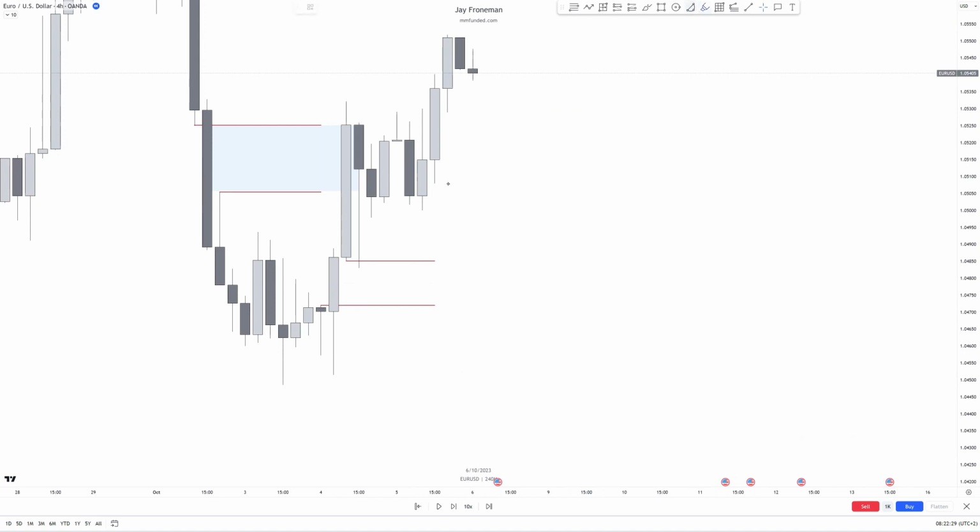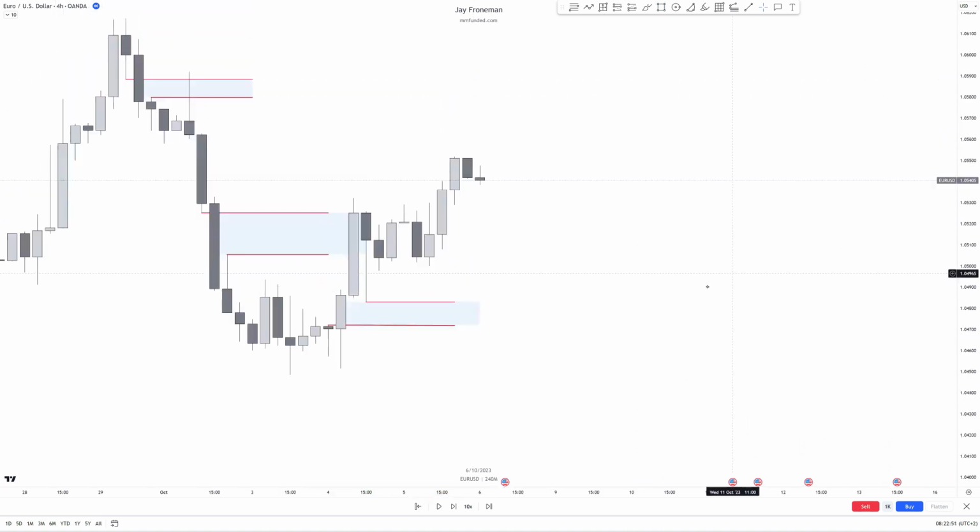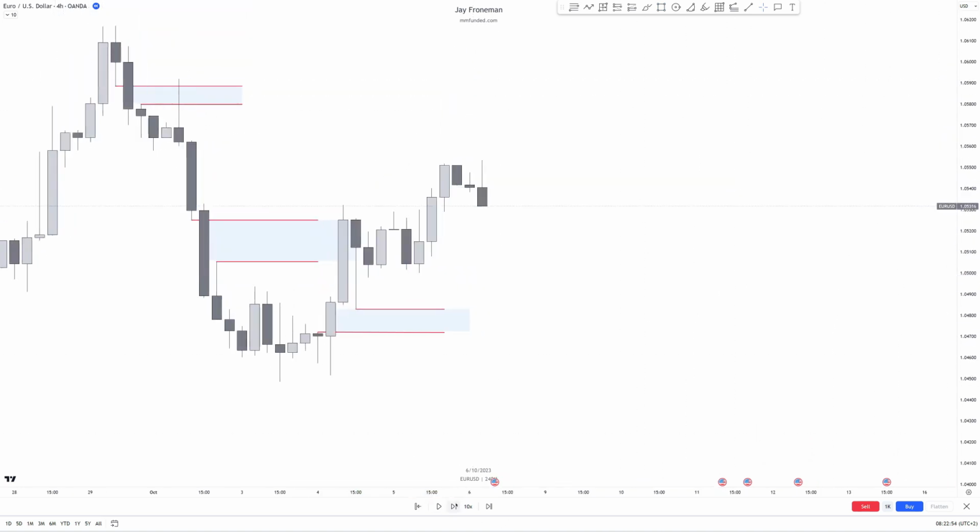You'll see over here, price already wicked this fair value gap, but didn't fulfill all of it. So therefore, in this scenario, if price just wicks the entry of a fair value gap, it is 100% valid to move that fair value gap to that next wick, as this gap still acts as a valid fair value gap. Okay, so let's highlight this as our FVG. Let's play price throughout and see what happens.